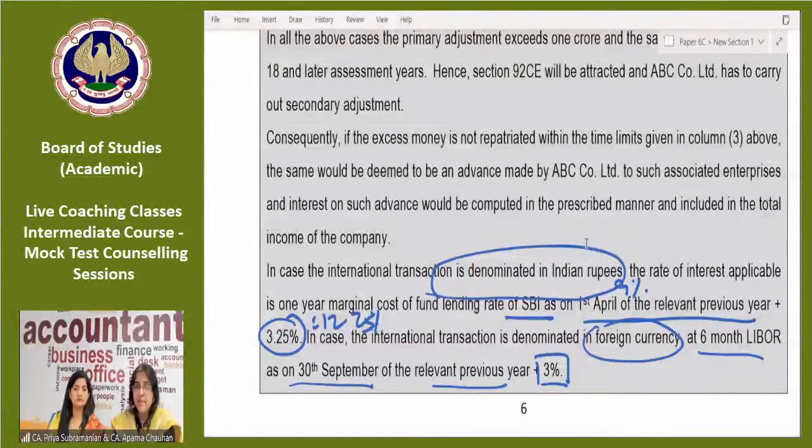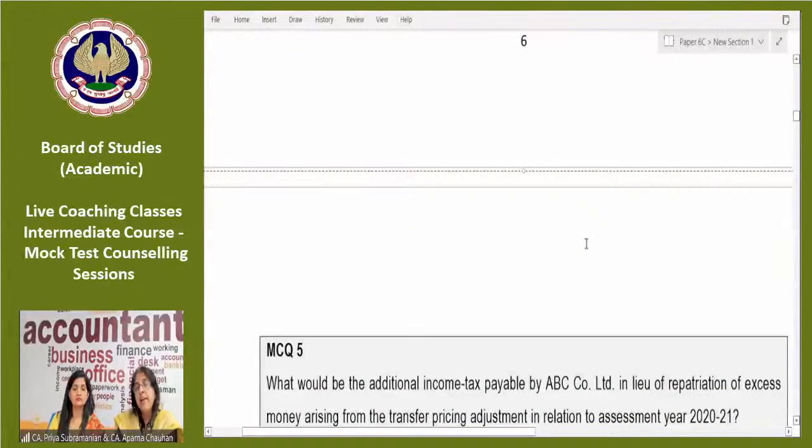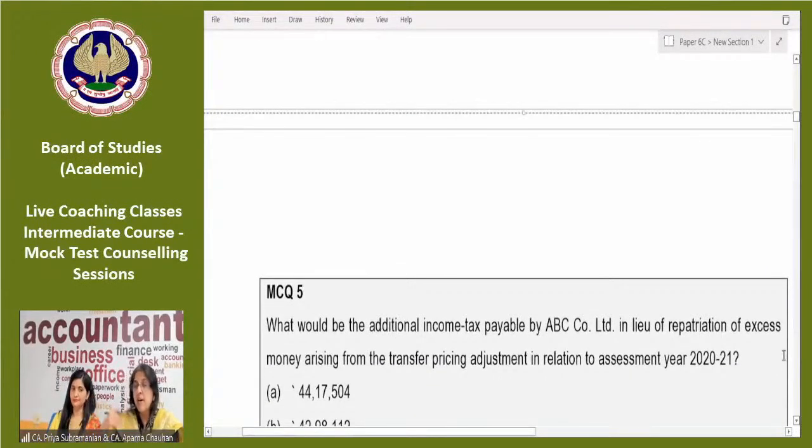Hope this is clear. It's a relatively simple question. Okay. Now suppose it decides not to repatriate. This repatriation can be done by the associated enterprise in the country, or any other associated enterprise in the same group country. But suppose it was decided not to repatriate the money. Does it have any other alternative in order to avoid all this interest computation?